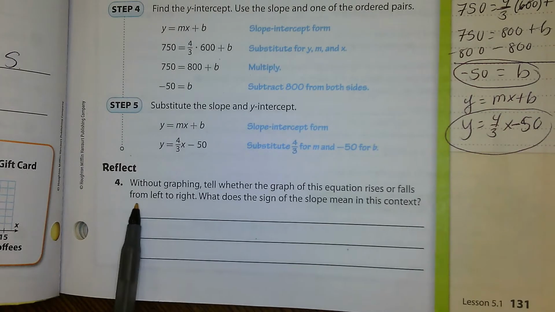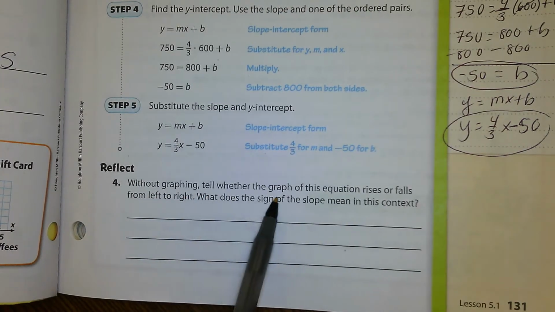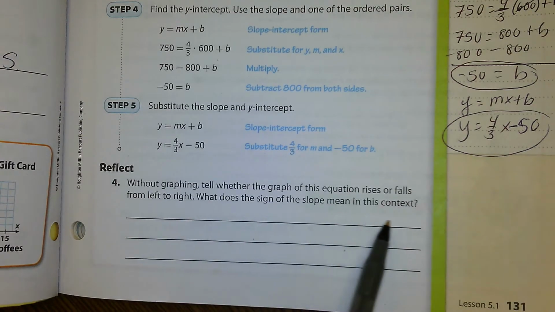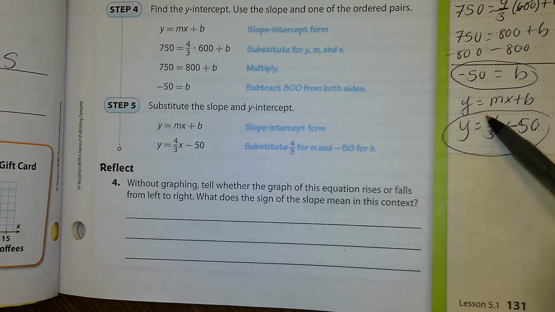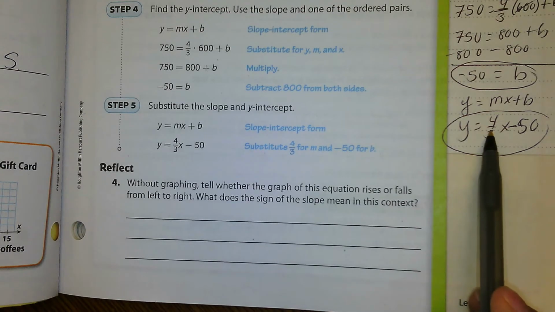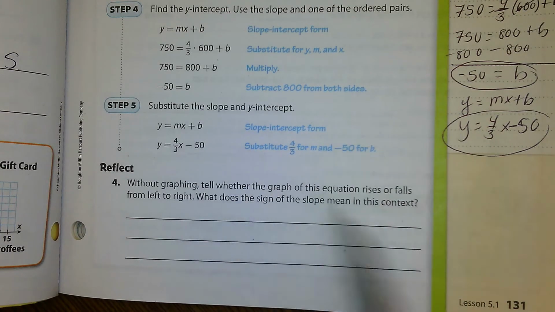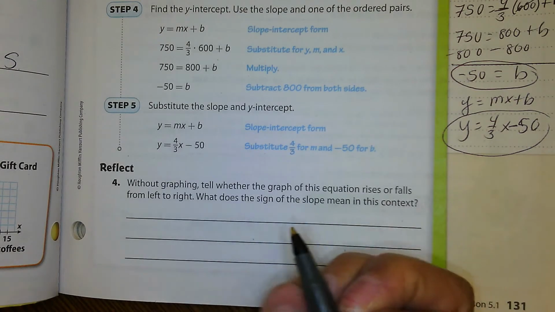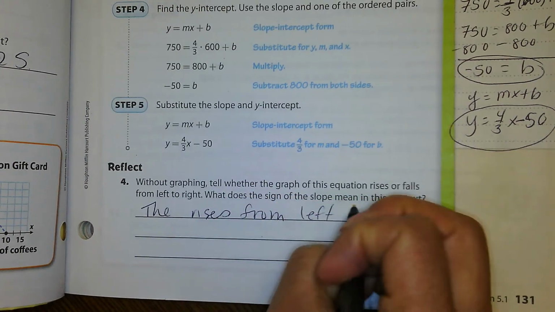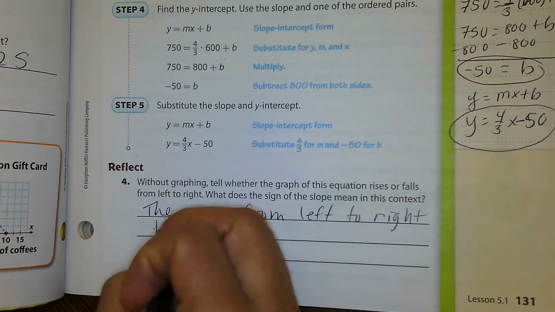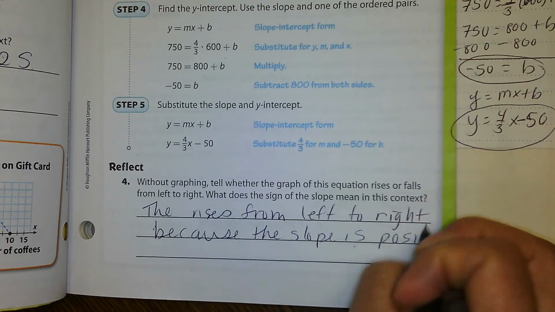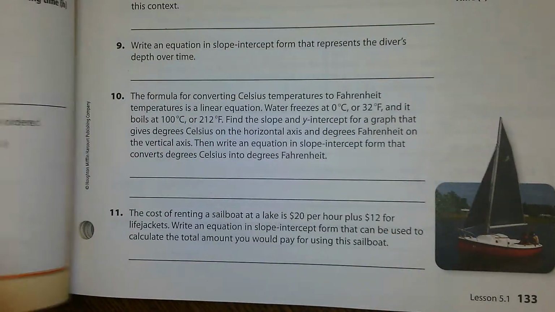It says, reflect: without graphing, tell whether the graph of this equation rises or falls from left to right. What does the sign of the slope mean in this context? Ooh, so here, the slope is actually positive. So it actually rises because the slope is positive. If the slope was negative, then it would fall, okay? So the line rises from left to right because the slope is positive. Okay, so now, your turn.